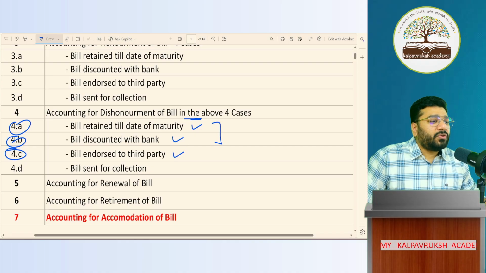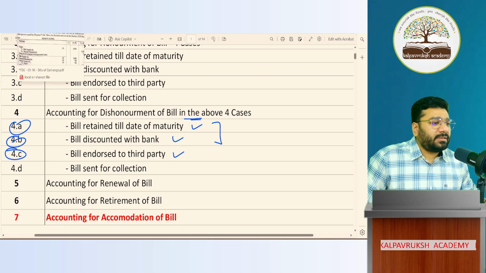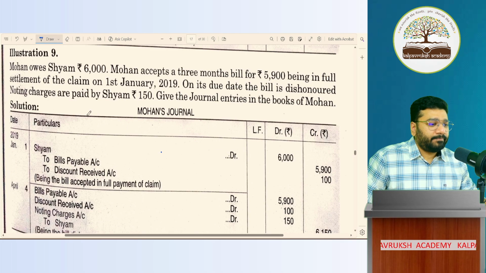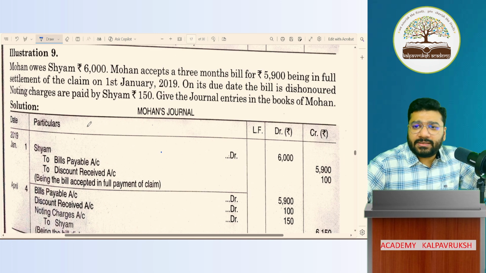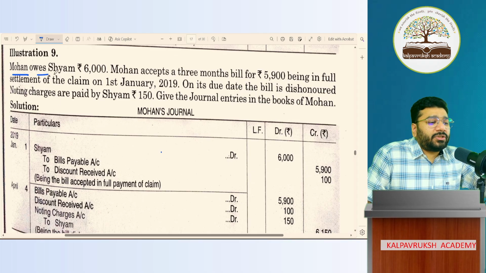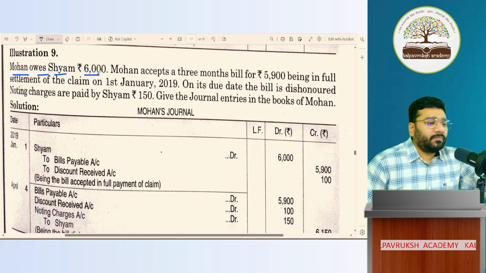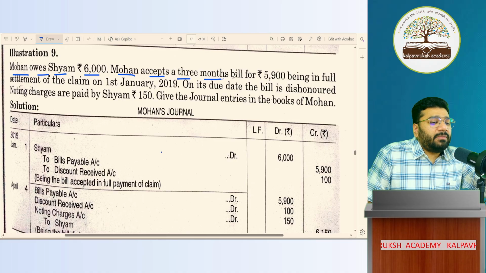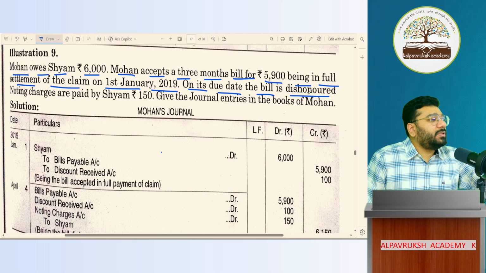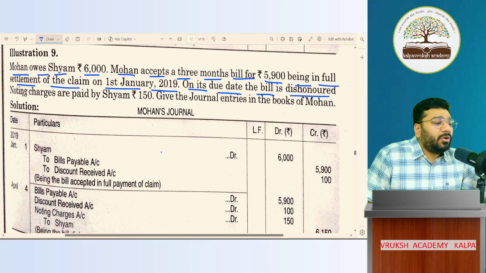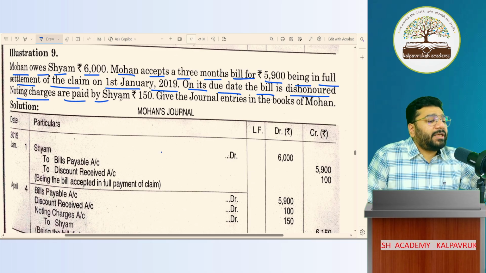So for a quick revision and recap of the last class, let's do one question. Illustration 9 of your TS Grewal book. It says that Mohan owes Sham 6,000 rupees. Mohan accepts a 3-month bill for 5,900 in full settlement of the claim on 1st Jan 2019. On its due date, the bill is dishonored. So this is a case of dishonourment. Noting charges paid by Sham are 150.